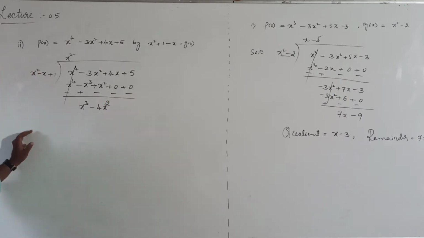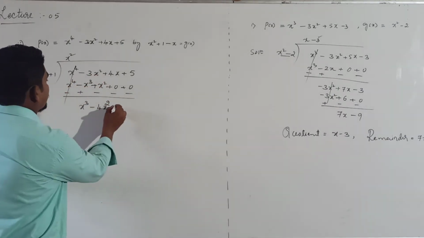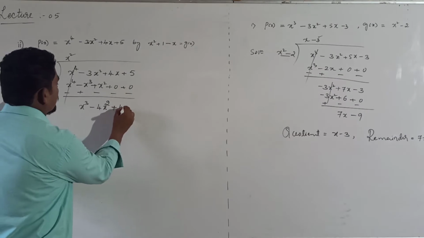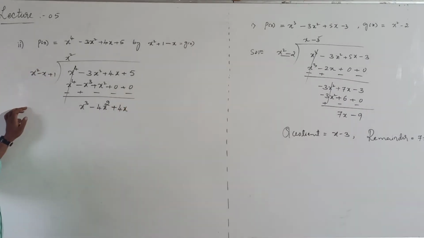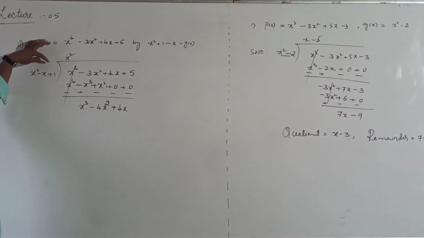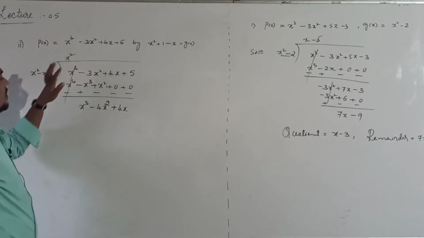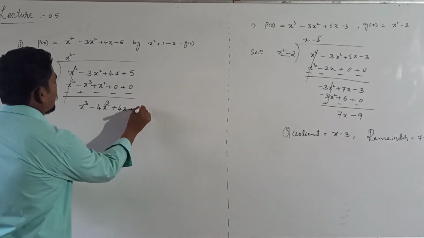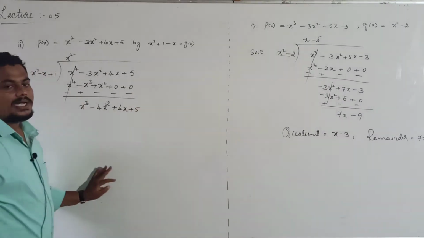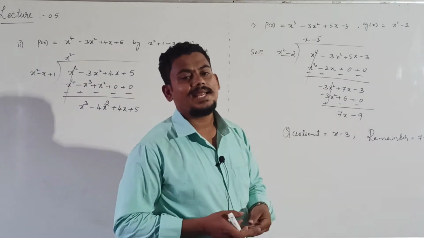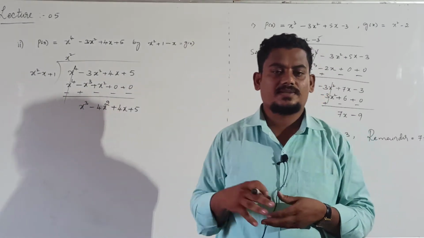Next, plus 4x remains as it is. x power 4 minus x cube plus x square, after that 4x plus 5. Again the degree of the remainder is more than the degree of the divisor, so continue this process.